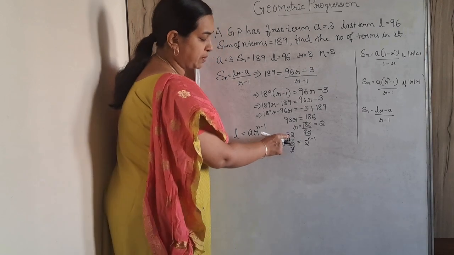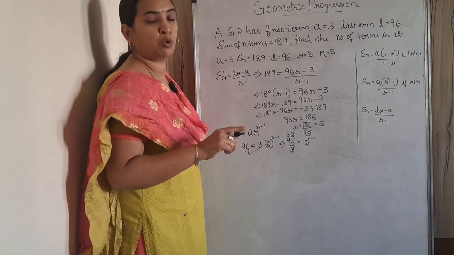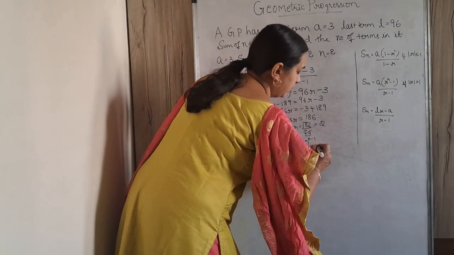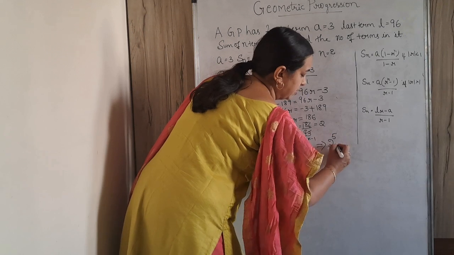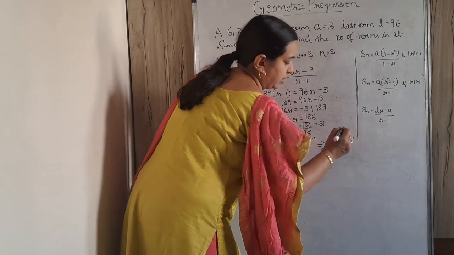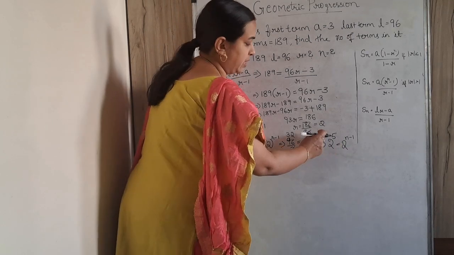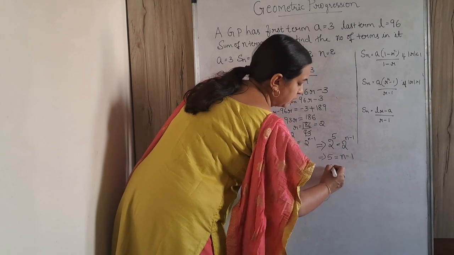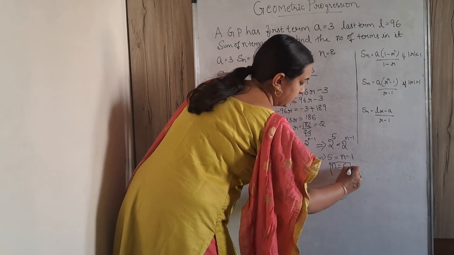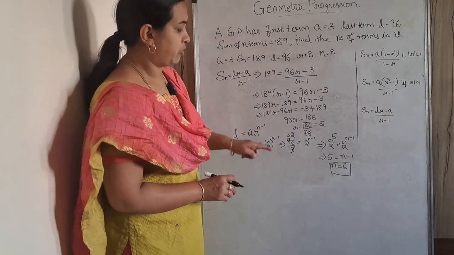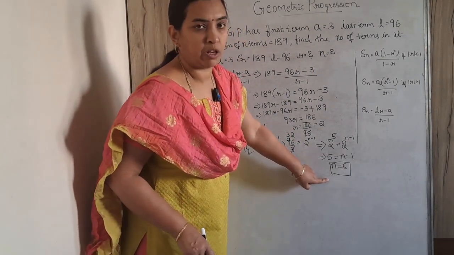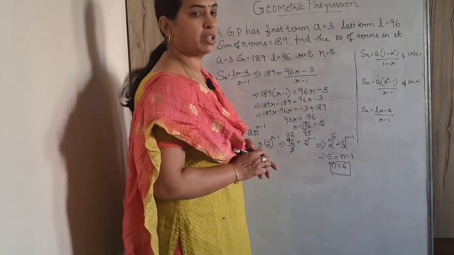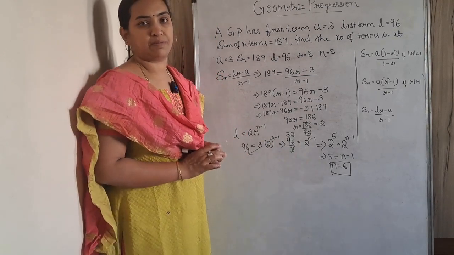We need to express this 32 in terms of 2 powers, which is nothing but 2 power 5 is 32. So 2 power 5 is equal to 2 power n minus 1. Since bases are equal, we can equate the powers. So 5 is equal to n minus 1, so n is equal to 6. We found the value of R and the value of n. So you can write down the answer as: the number of terms of the given GP is 6.